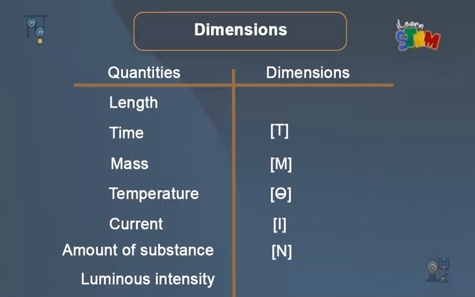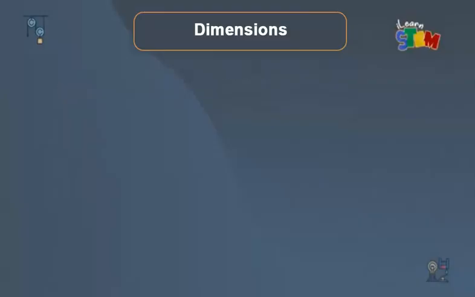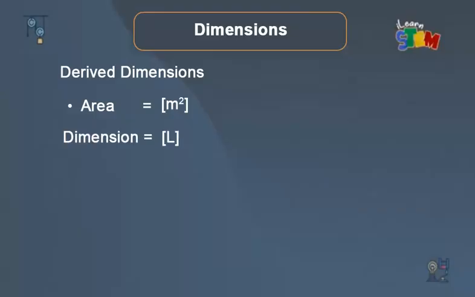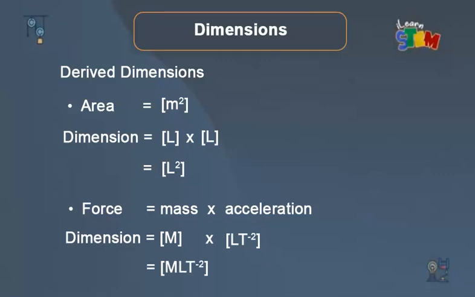Now, I want you to note that we define derived dimensions with respect to the derived quantities. For example, the unit of area equals meter squared, that is length times length. Therefore, the dimension of area equals the dimension of length times the dimension of length, which equals L squared. Another example is force. Force equals mass times acceleration. Therefore, the dimension of force equals the dimension of mass times the dimension of acceleration, which equals M L T to the negative 2. Well done, students, you are doing amazingly well.